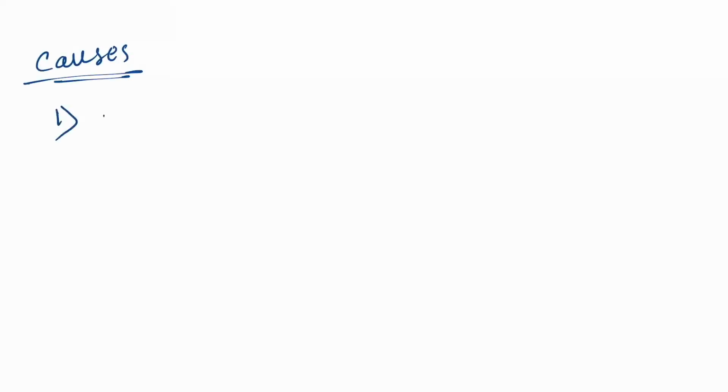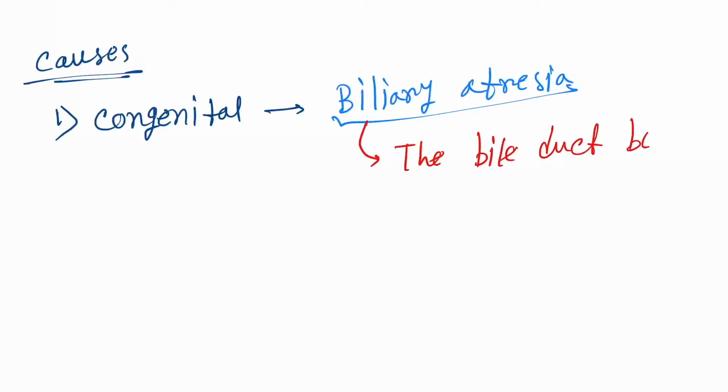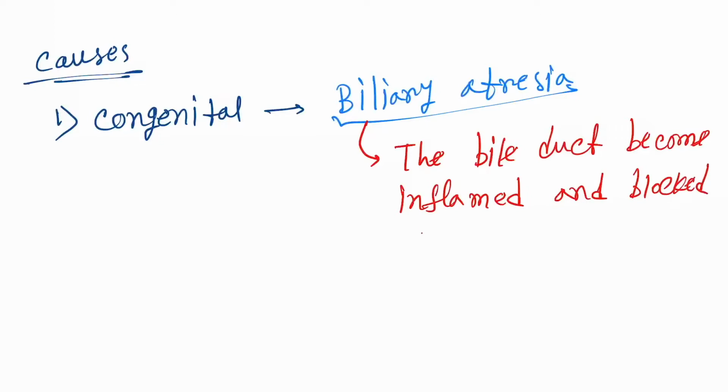So the first one is congenital, due to biliary atresia. What is biliary atresia? The bile duct becomes inflamed and blocked soon after birth.